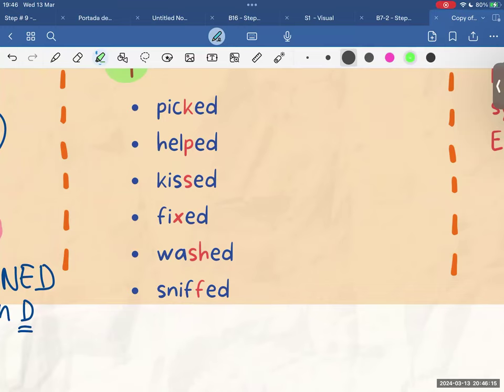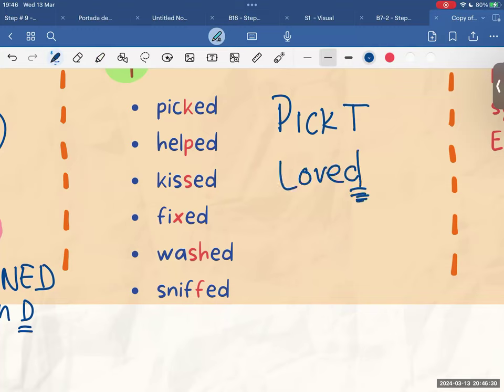No vibration is going to sound like T. Picked, picked. You see? Look at the difference. Picked, loved, picked. You see? Picked, loved, loved, picked.